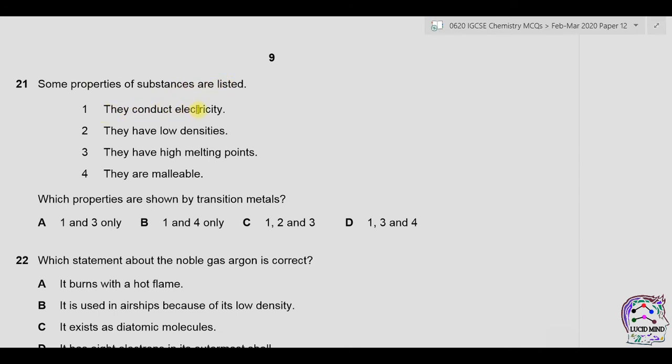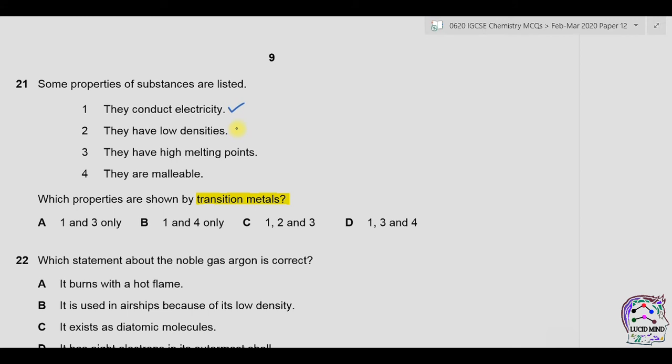Number 1. They conduct electricity. Number 2. They have low densities. Number 3. They have high melting points. Number 4. They are malleable. Which properties are shown by transition metals? Transition metals have free electrons, so therefore they can conduct electric current.